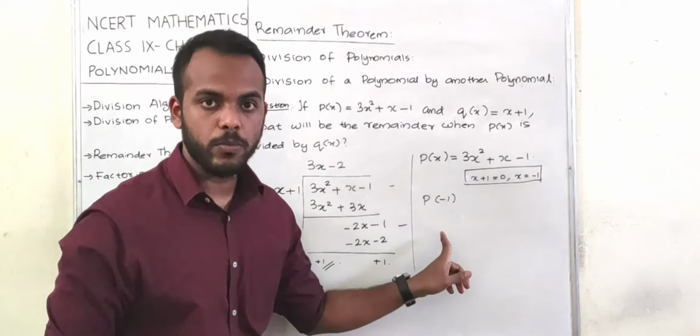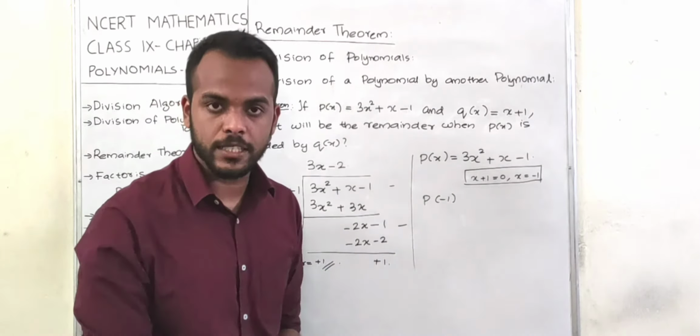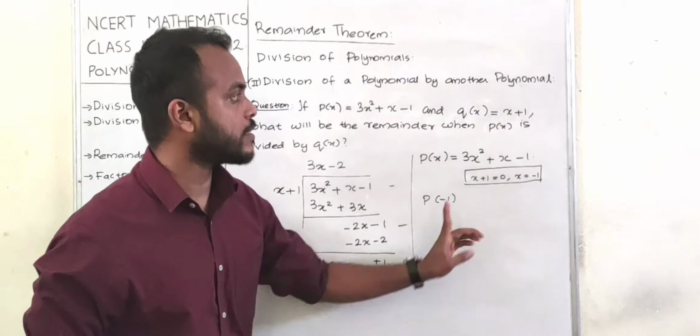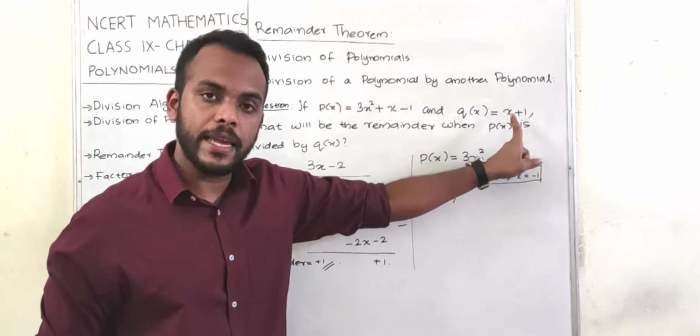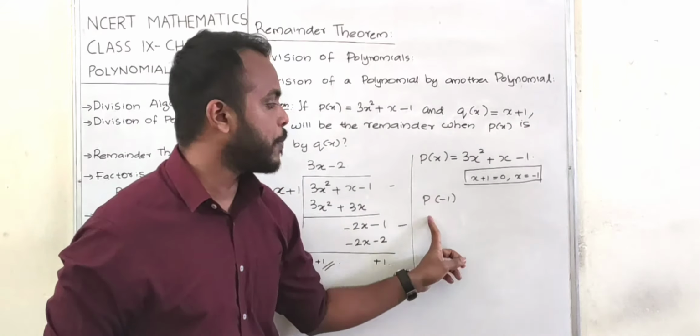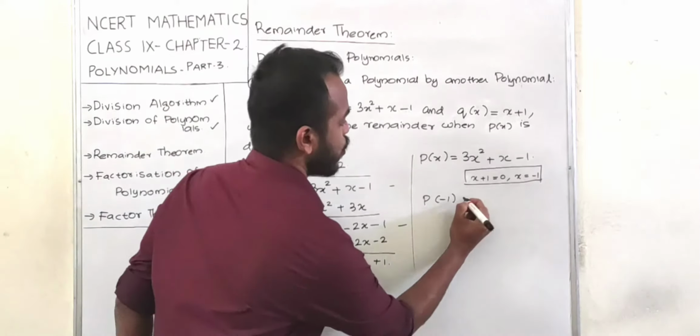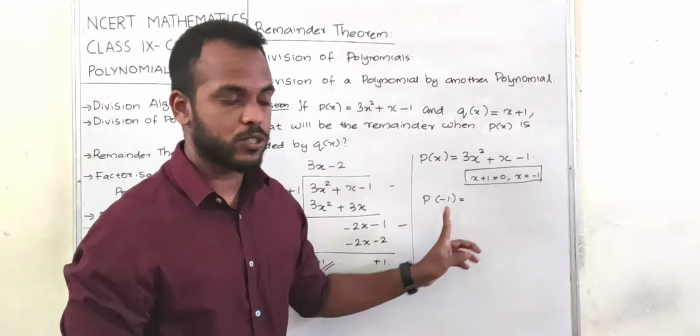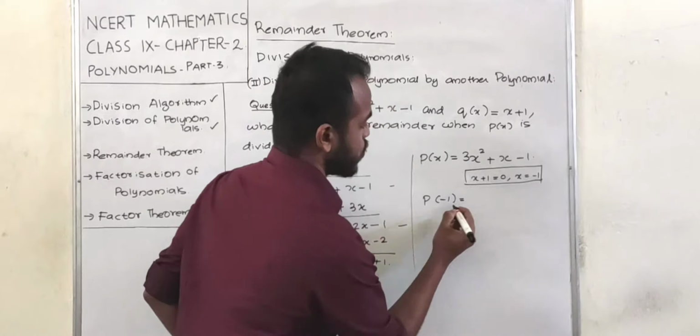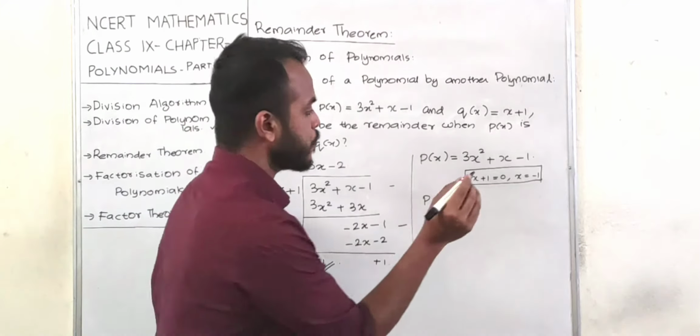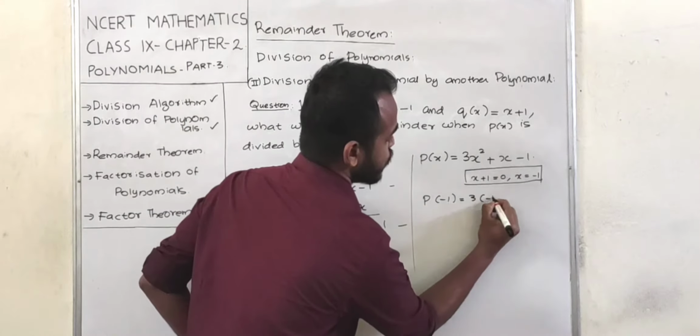We will do another problem based on the same method, then you will understand further. So far, just understand: if you are asked to divide by x plus 1, then take p of minus 1 and find the value of p of x at x equal to minus 1. You have learned this method to find the value, so that's not going to be difficult for you.